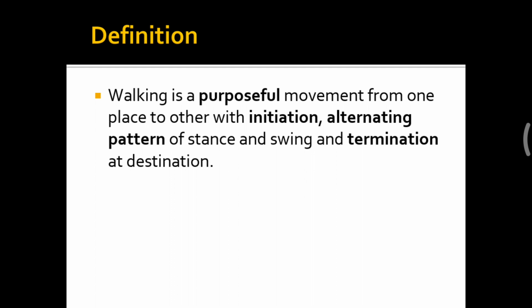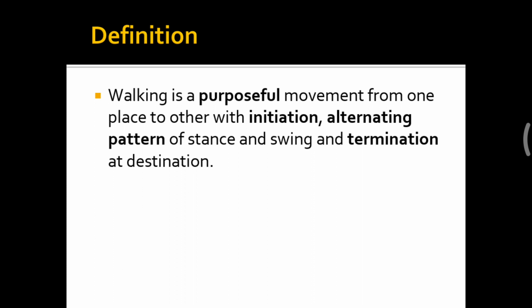So how do you define walking? We all know walking is a movement which includes a stance phase and a swing phase. So walking is a purposeful movement from one place to another, with initiation, alternating patterns of stance and swing, and termination at a destination. Okay? So it's very simple to look at it in this particular way.